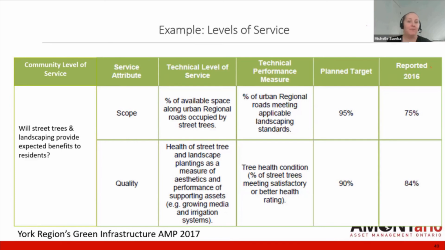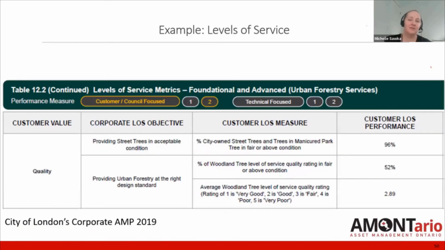Here is an example from London. So this is also looking at street tree condition and quality ratings. Their target, which isn't actually in this table, is to increase all of the measured performance. So they are looking at street trees. They want their street trees to be in acceptable condition and that they meet the same design standards.